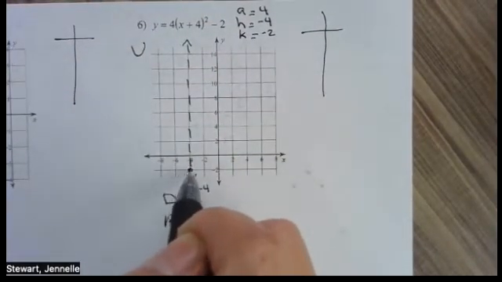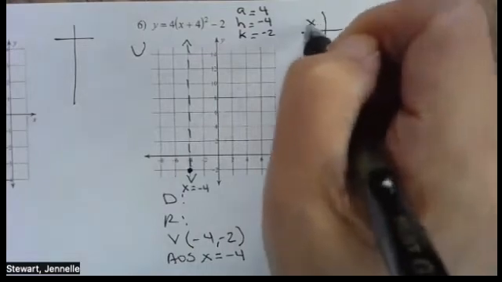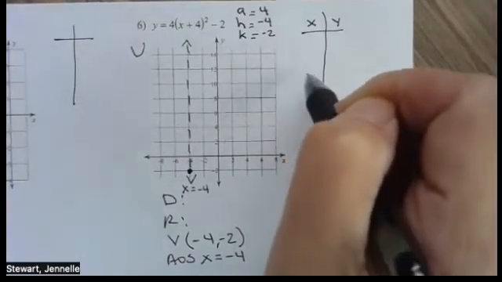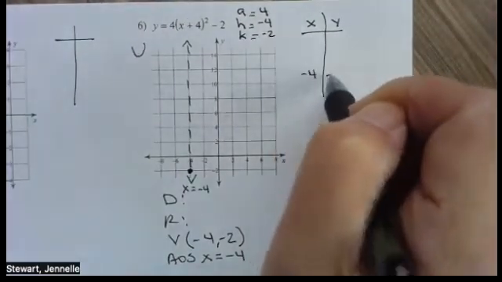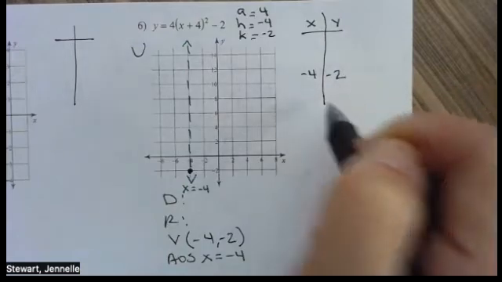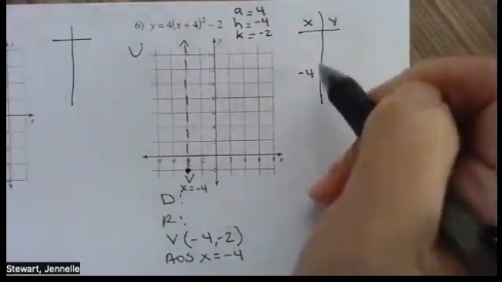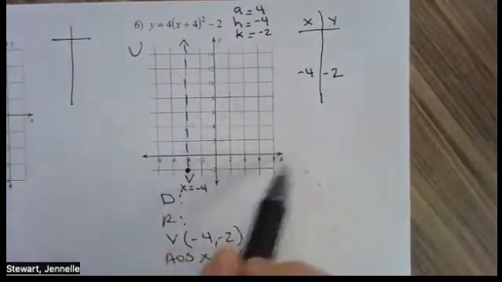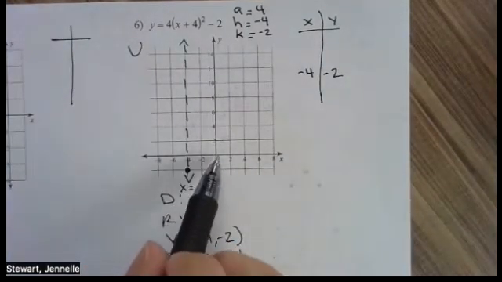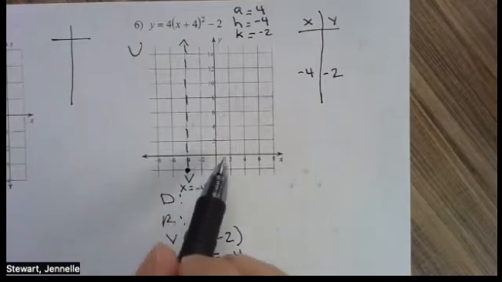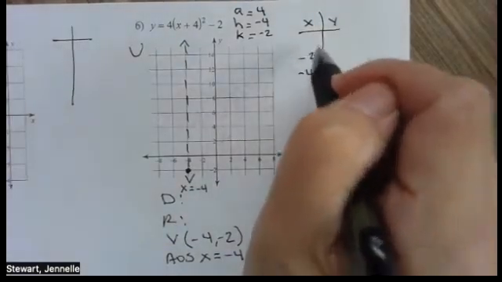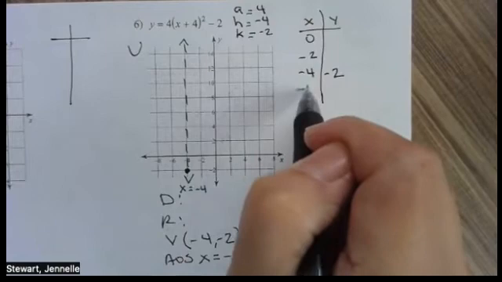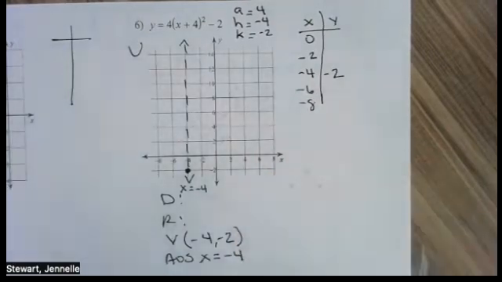Negative 4, negative 2. Now, in doing our t-chart, you want to start with the vertex always: negative 4, negative 2. And then you're going to pick 2 numbers that are up and 2 numbers that are down. But I'm looking at my graph, and I think I'm going to go by increments of 2. We'll see how my graph goes. So I'll pick negative 2 and 0, and then negative 6 and negative 8.